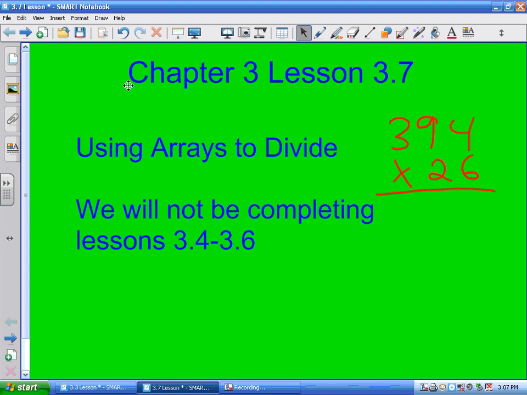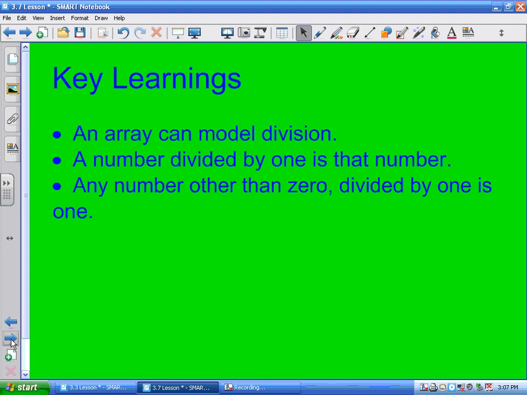So we're not going to be doing lessons 3.4, 5, and 6. You can look them over in the textbook if you want, but they all take too much time. We will be completing lesson 3.7 though, which is dividing and multiplying using an array. Now, what is an array is the first question? Well, an array is a model of division, and it can also model multiplication. We're going to show you that today.